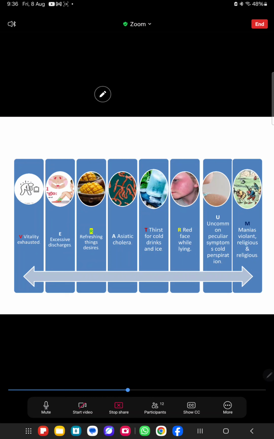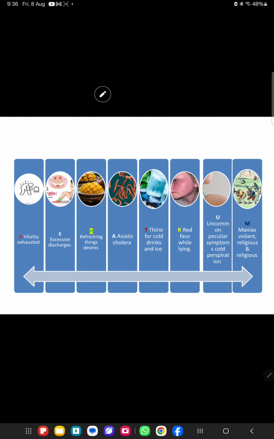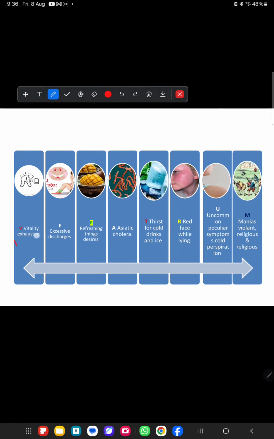And this is the mnemonic. We can remember Veratrum. First, you can see the vitality exhausted. In this picture, the vitality of the patient is exhausted. Excessive discharge is there. It can be leukorrhea, hemorrhage, or other discharge. That discharge will lead to weakness. Refreshing desired things: you can see a pineapple, desire for refreshing or juicy fruity things.